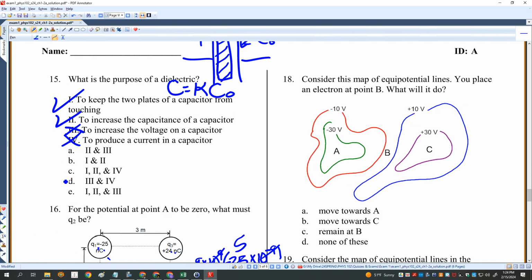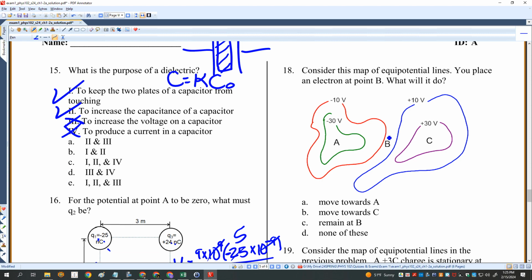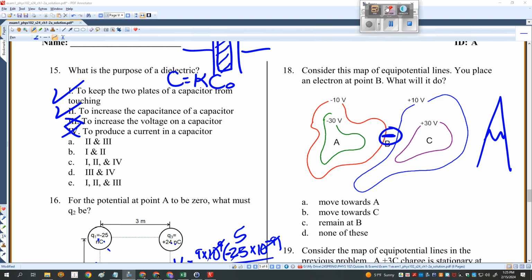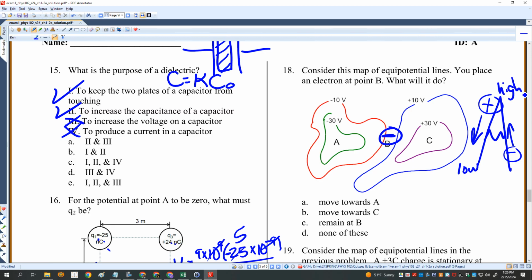Consider you place an electron at point B. So have an electron right there. What will it do? So remember our mountain. Remember our mountain that if we have positive charges, they roll downhill, but negative charges will roll uphill. That is from low potential to high potential. So at point B, it is going to move up. So it's going to move towards C. So that answer is B for 18.